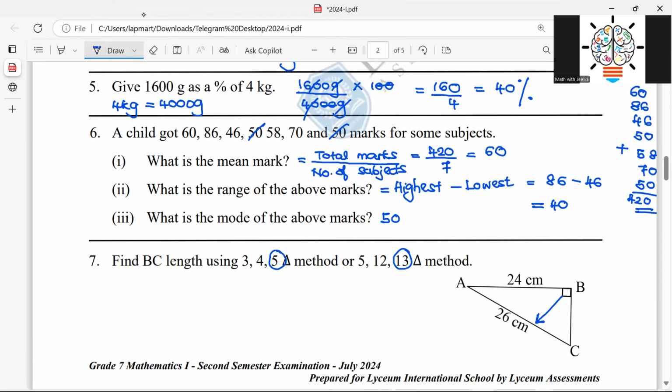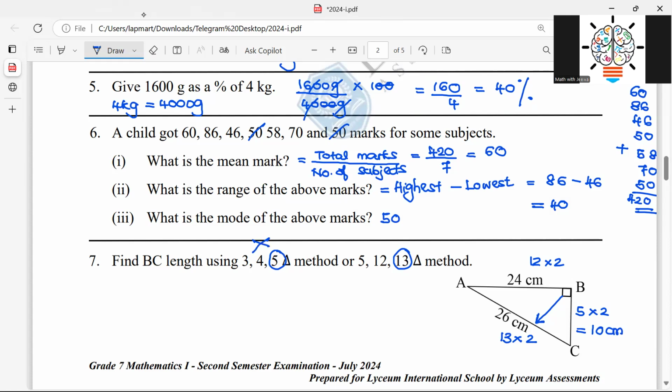Okay. So then the 26, is it a multiple of 5? No. Is it a multiple of 13? Yes, it is. How? That the 13 multiplied by 2. So here 12 multiplied by 2. That means that it follows 12, 13. Definitely this should be 5. 5 times 2. The answer will be 10 centimeters. Right? So then this doesn't work.